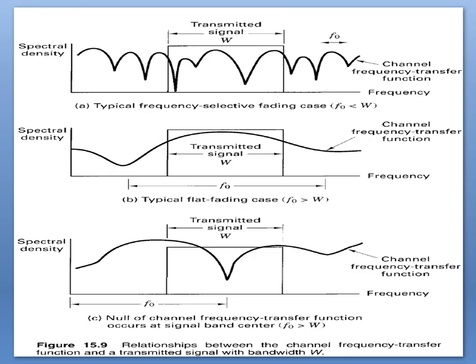Here there are three representations of a signal. In the first one, typical frequency selective fading, f0 is less than W. In the second, the typical flat fading case, f0 is greater than W. In the third, a null of the channel frequency transfer function occurs at the signal band center, with f0 greater than W. In all these cases, the channel frequency transfer function is observed as spectral density versus frequency.